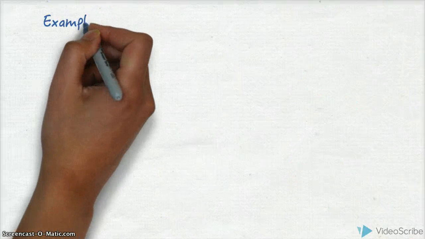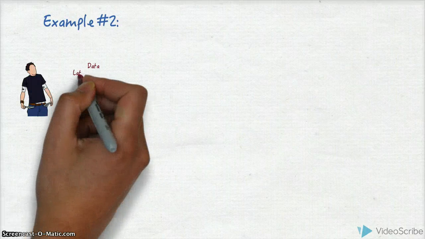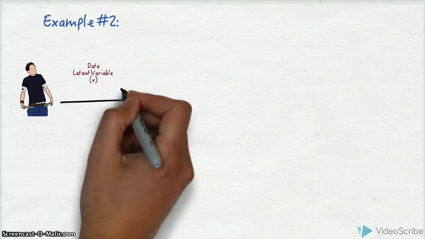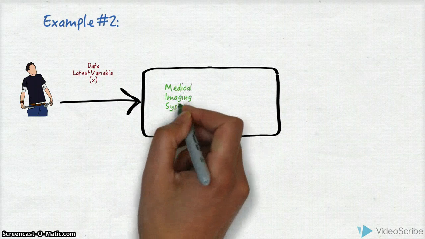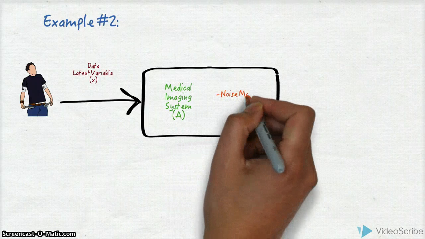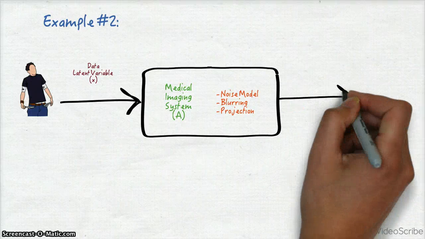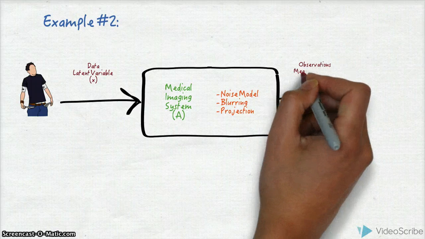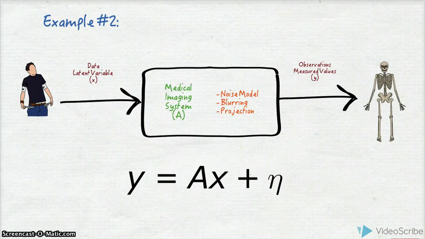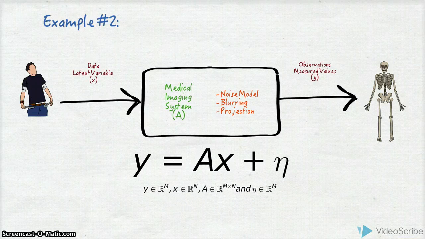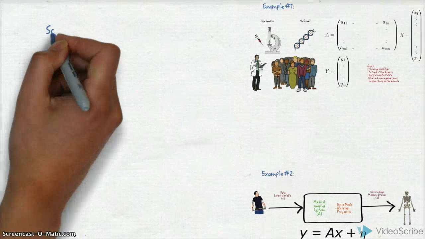We can also take another example, number 2, also from a medical application. If we have a patient and we would like to take an X-ray for this patient, we assume we have a latent variable X, and we insert the patient into this CT scan. This CT scan or X-ray is a medical imaging system which has a matrix A and can be modeled as either a blurring or a projection matrix. And we have an output, which is the observation or the measured values Y. We can also formulate the linear relationship, A times X equals Y, and we can add some noise which can be modeled as Gaussian noise. So the goal is to find the solution for the latent variable X.